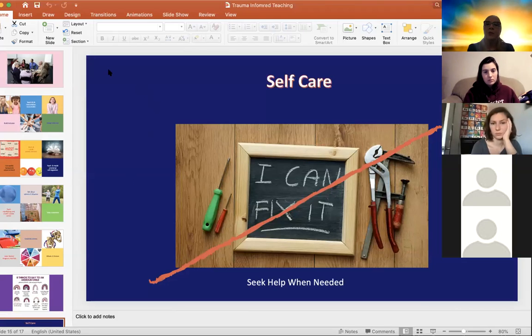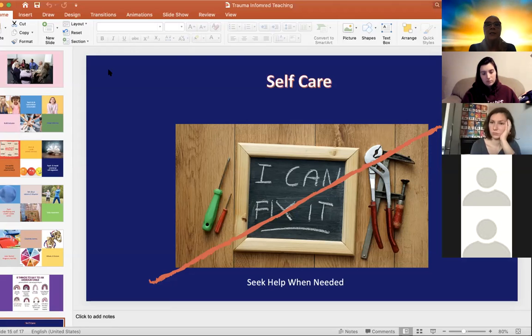And then going back to what Shelley talked about, if you have kids of trauma in your class, and you will, there's no way you can get through your career without it. You want to make sure that you are paying attention to your own self-care, because sometimes these kids can be very, very draining. So one of the things you have to know is that you cannot fix it for them.